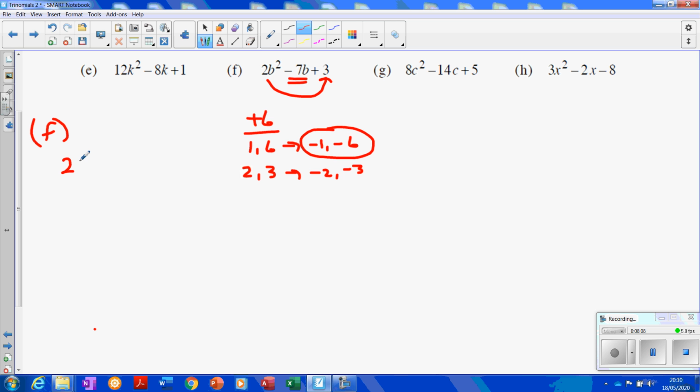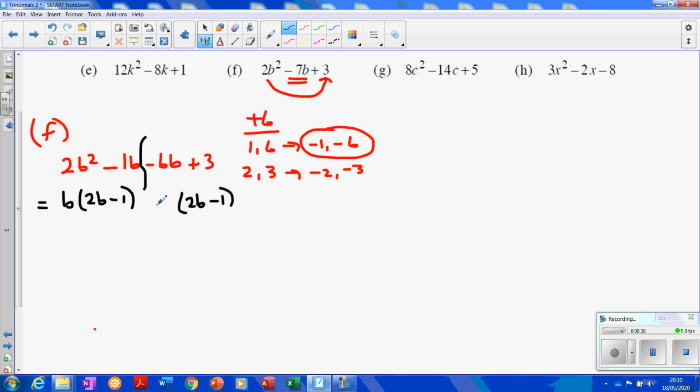So therefore, I've got 2b squared, and the minus 7b will now become minus 1b minus 6b, and we have got this plus 3 at the end. Split it down the middle, take out your highest common factor, which is b, and that would give you 2b minus 1. Highest common factor there has got to be 3, but it's really got to be a minus 3 because I want 2b in there, so I want 2b minus 1. So 2b times what gives me minus 6b, it's going to be minus 3. So therefore you've got b minus 3 times 2b minus 1.